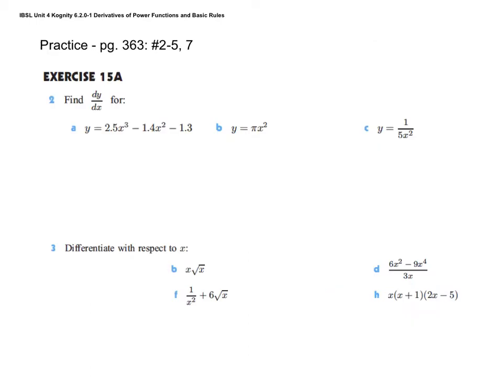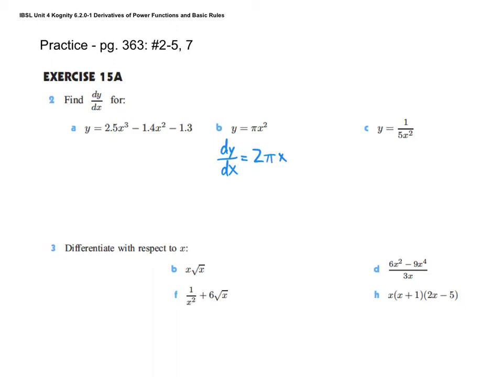Okay? So just getting into the practice, I'm going to run through a couple of the practice ones here and then give you guys time to work on this practice. Okay? So for example, let's do B in this case. Alright? If y is pi x squared, then the derivative of y with respect to x is going to be pi times the derivative of x squared. Okay? What's the derivative of x squared? 2x. So that would just be 2 pi x.